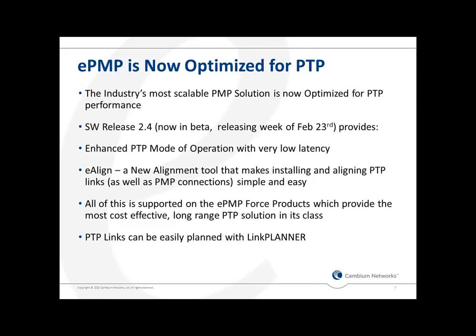We've also added a very useful tool to the product. We call it eAlign. It's a new alignment tool that makes it much easier to install and align point-to-point links as well as point-to-multipoint connections, and we'll talk a little bit about that in this presentation as well. So all of this is supported on the ePMP Force products, which are a recent addition to the portfolio, and they provide a very cost-effective way of delivering long-range point-to-point solutions. And all of these products can have their links planned with the link planner.